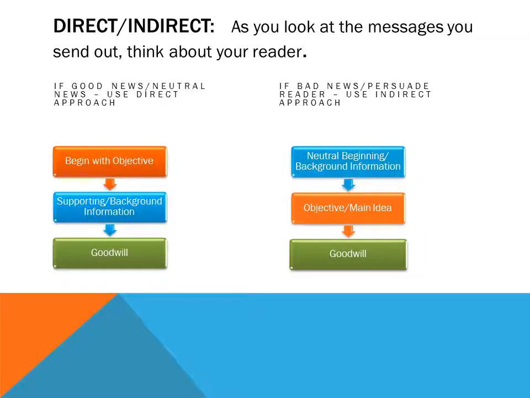So when composing your messages, make sure that you think about your reader. If you are delivering good news or a neutral type of message, use the direct approach. Again, that begins with the objective or the main idea, followed by supporting and background information, and then closing with goodwill. If your message is bad news or you're persuading your reader, use the indirect method, which starts with a neutral beginning with probably some background information, followed by the objective or the main idea of your message, and then again followed by goodwill.